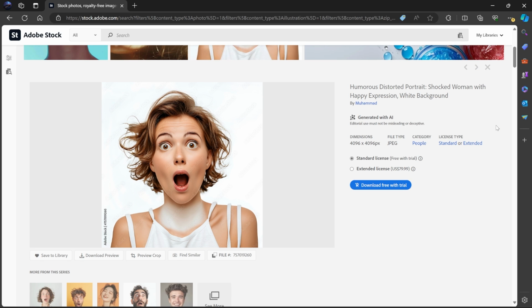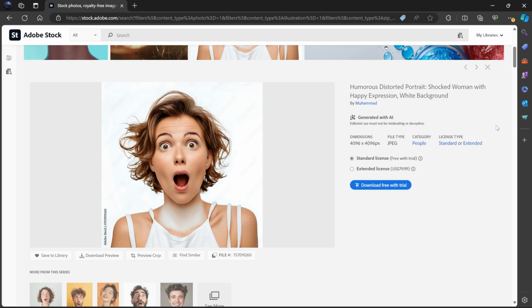Expression? Maybe. Okay, you could possibly make the case for expression being in here or even expressive. And then white background. Yes, there's a white background. I included that in my title as well. So I'd say the contributor got it about half right. And let's take a look at another one.